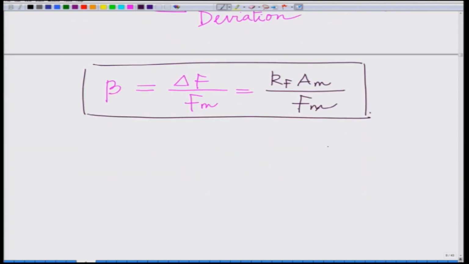So, this is beta, the modulation index. Okay. So, we have shown that when the modulating signal is a sinusoidal modulating signal, that is m(t) is Am cosine 2 pi fm t, the frequency deviation is kf times Am, and the modulation index beta is kf Am divided by fm, that is the peak frequency deviation divided by the frequency of the message signal.